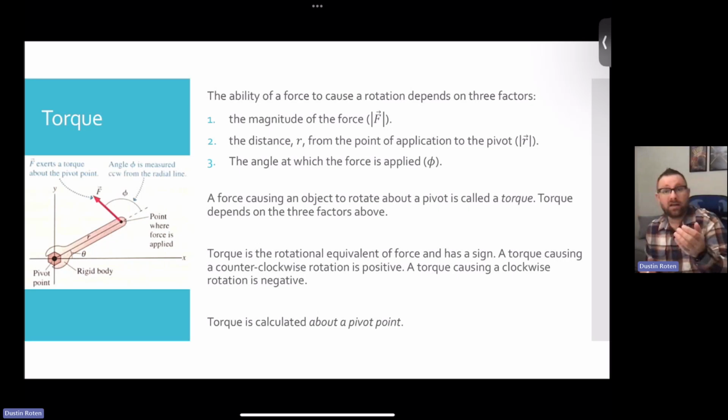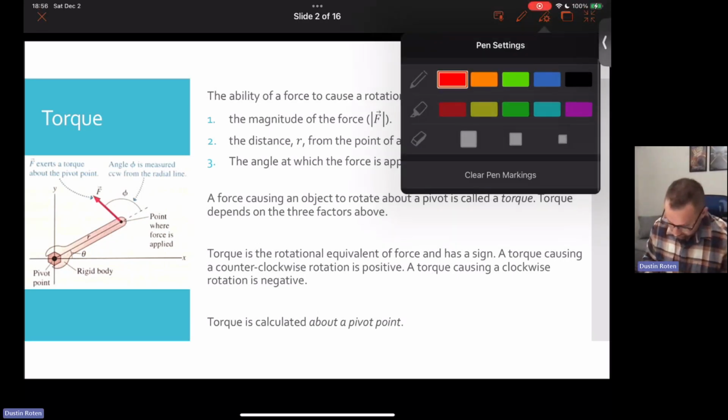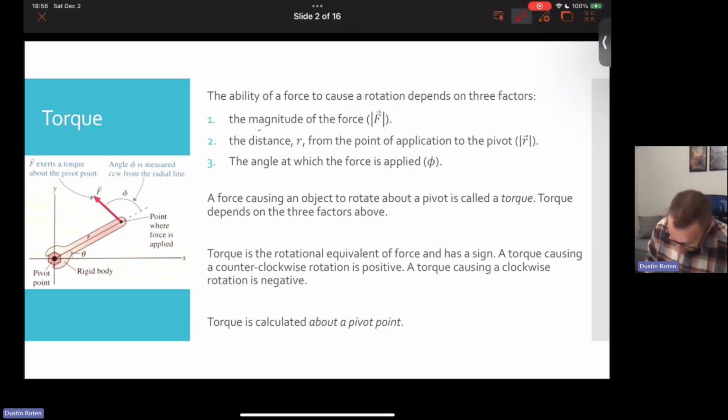So the ability of a force to cause a rotation depends on three factors. Okay, we've got one, the magnitude of the force that's actually acting on the object to cause the rotation. So we have that here with this force. Two, we have the distance from the point of application of the force to the pivot, along the lever arm.